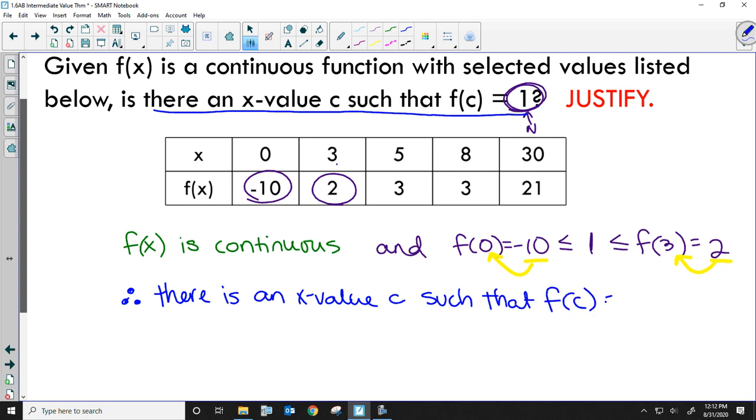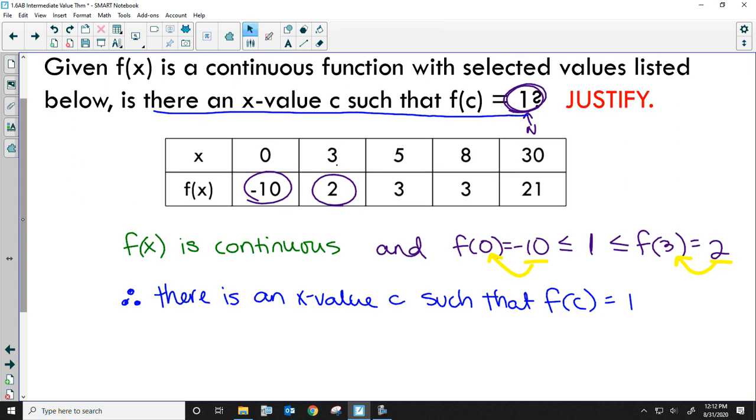Okay, just regurgitate exactly what it has asked. Now, the last thing we need to do is give credit to the intermediate value theorem. We need to say that we know that conclusion by IVT, and you can abbreviate that. That means intermediate value theorem.